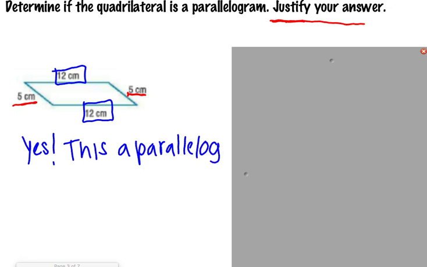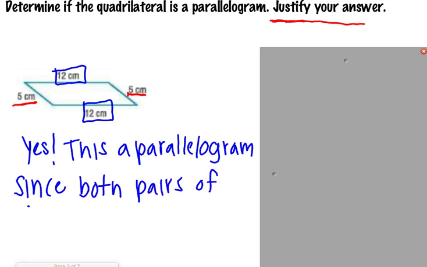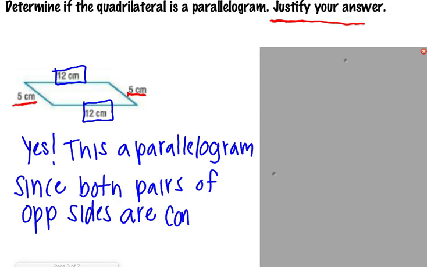Since both pairs of opposite sides are congruent. Again, key thing there, kids, needs to be both pairs. And yes, you do have to write that out. I'm sorry, it's 10 words, but yes, that's what it wants you to do when you justify.